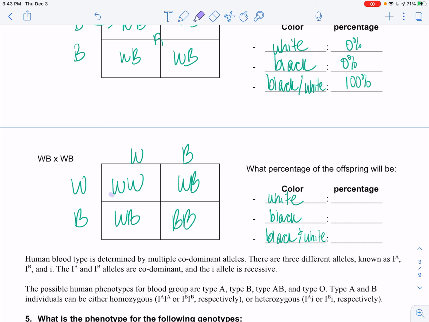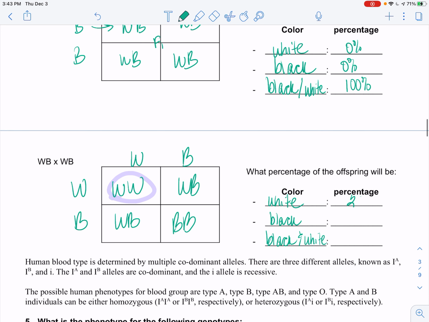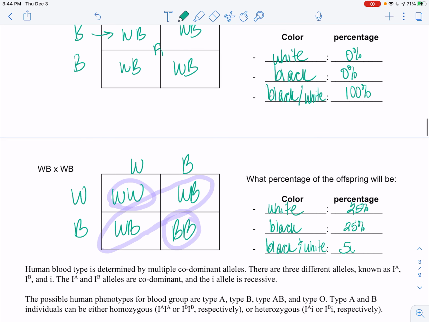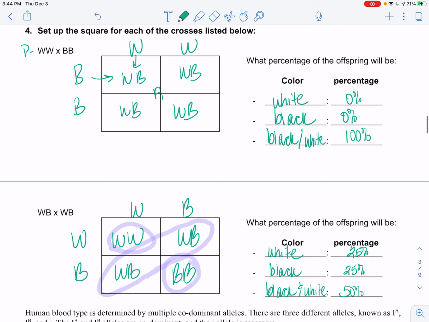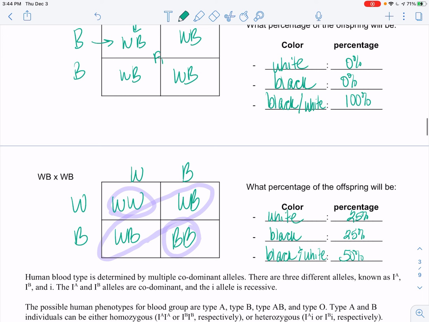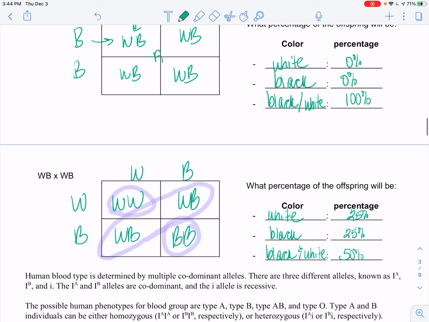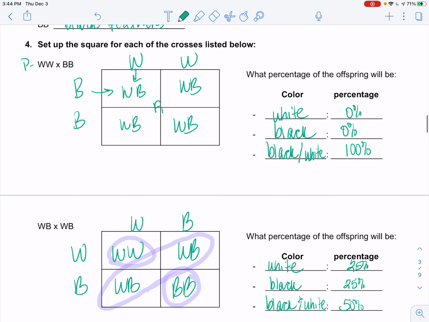All right, so here the white, we've got 25%. The black, we've got 25%. And then the codominant, the black and white, we have 50%. Okay. And as always, please ask questions if you are not sure what to do. I'm going to do a separate video for human blood type, which is a type of codominance. It's just going to look a little bit different. Okay, so that's it for incomplete and codominance.